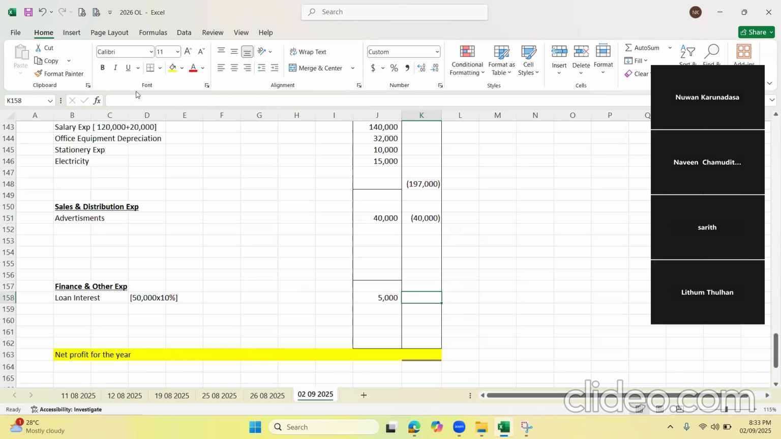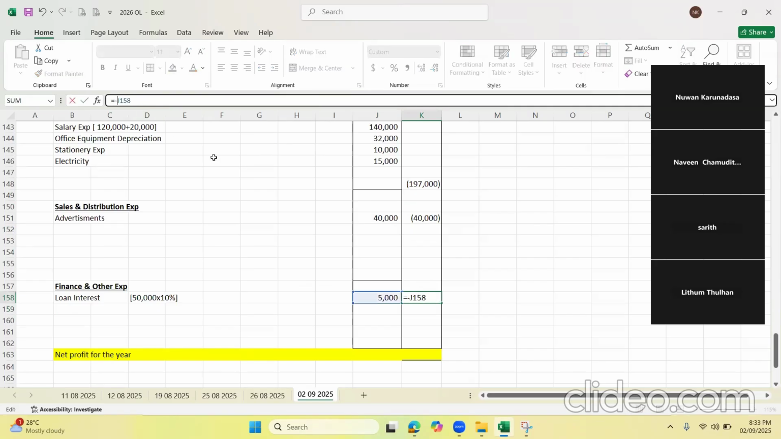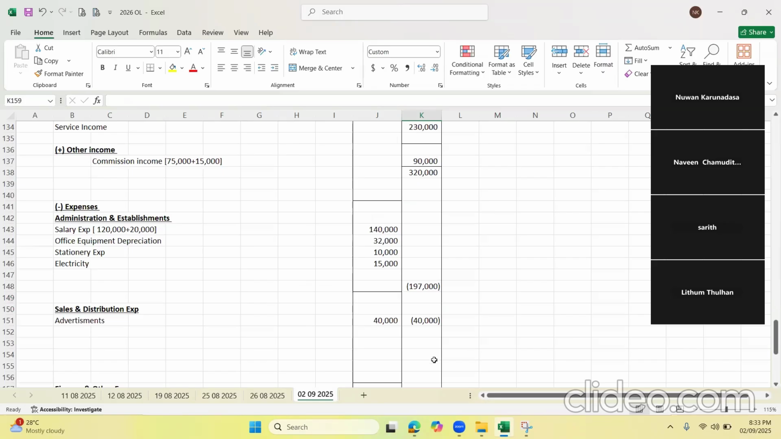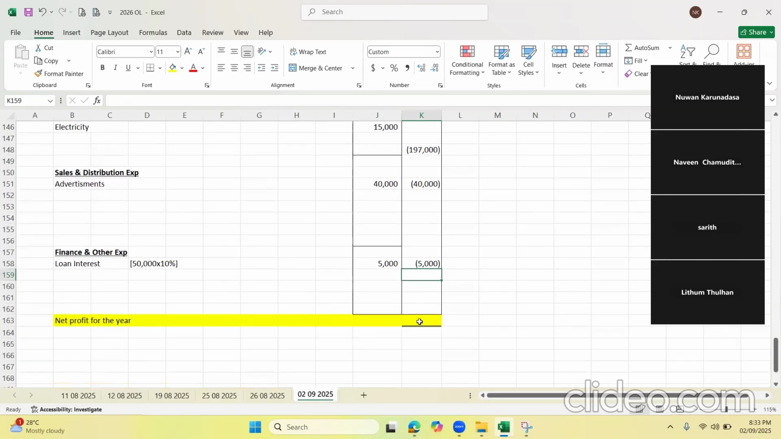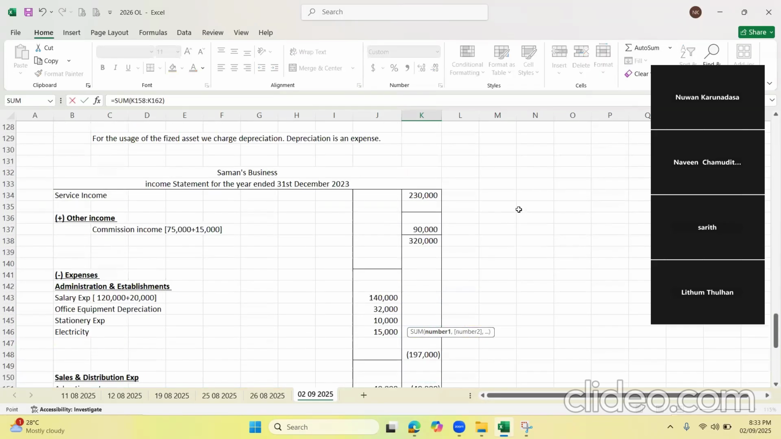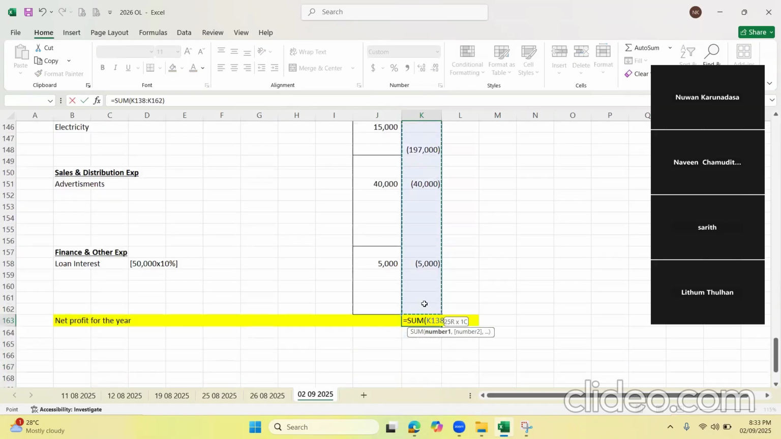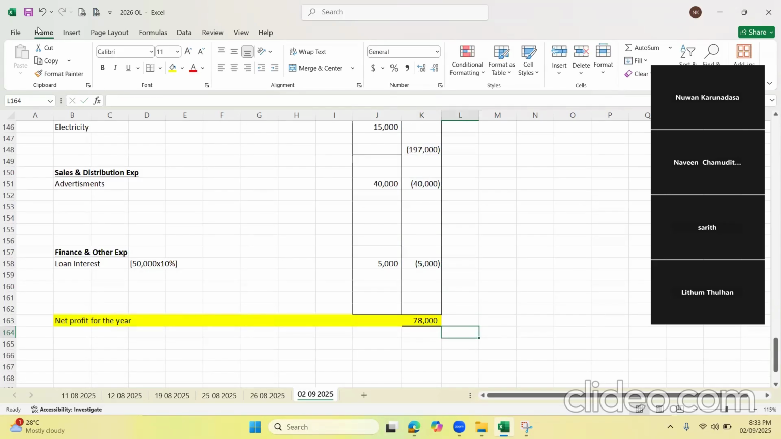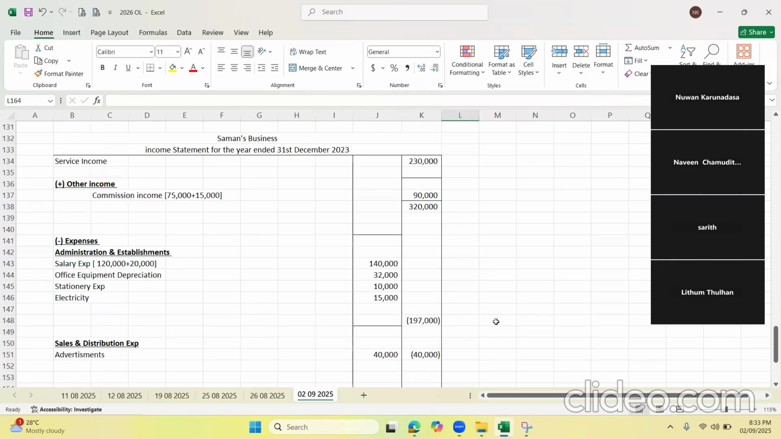Then finance expense is 5,000. Expenses are minus. Then the net profit for the period will be 320 minus 197 minus 40,000 minus 5,000, which is 78,000. Very important, right? So basically here what I have done, right?